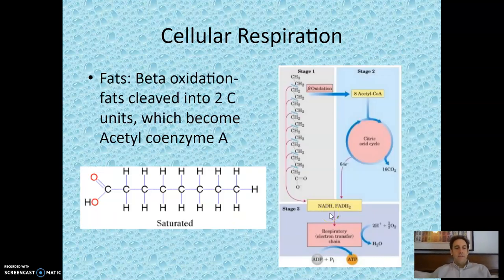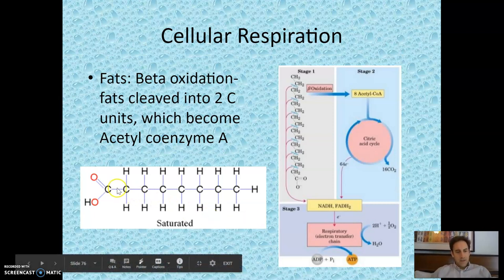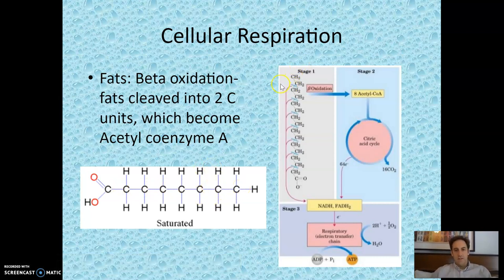Well, let's start with fats. Fats undergo something called beta oxidation, where those long hydrocarbon chains are cleaved into 2 carbon units. You can see that here: 2 carbon unit, 2 carbon unit, 2 carbon unit, 2 carbon unit. Through this beta oxidation process, we chop the fat into 2 carbon units, and then those feed into the Krebs cycle as acetyl coenzyme A. So a single fat molecule could give us 8 different acetyl-CoAs, which is going to give us a lot of NADH and FADH2, which will produce a lot of energy.